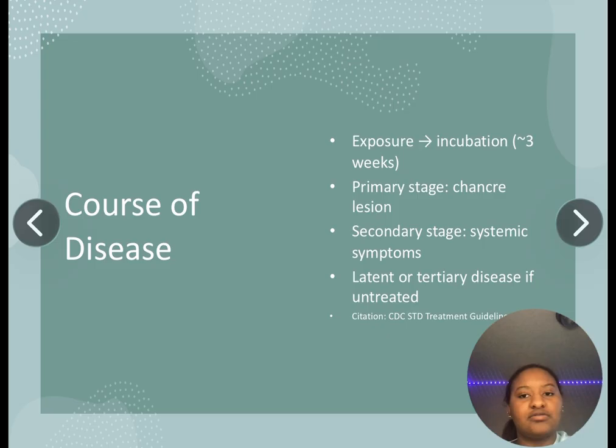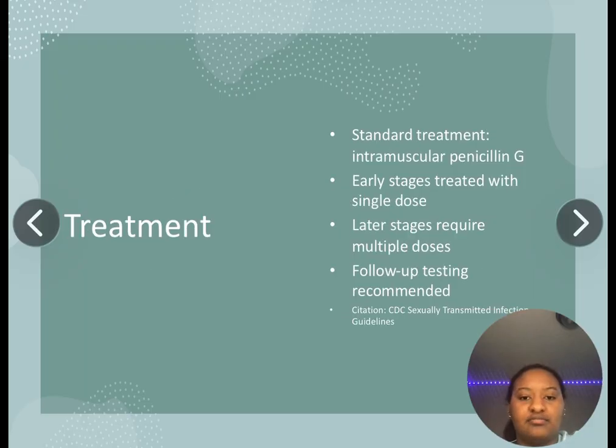Syphilis progresses through 4 stages: primary, secondary, latent, and tertiary. Each stage has distinct symptoms or sometimes none at all. Without treatment, the bacterium can remain in the body for years, silently causing damage.